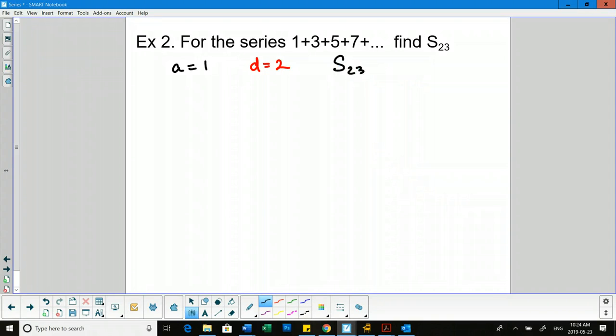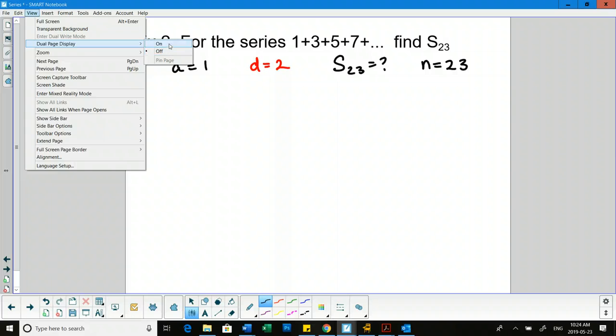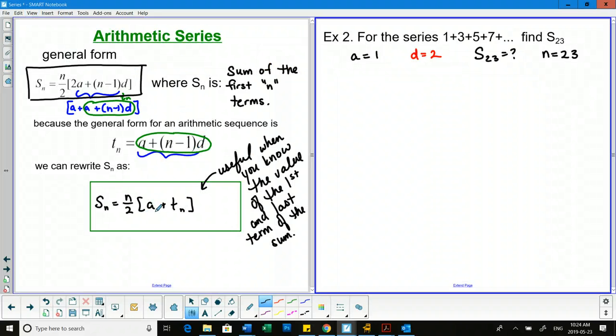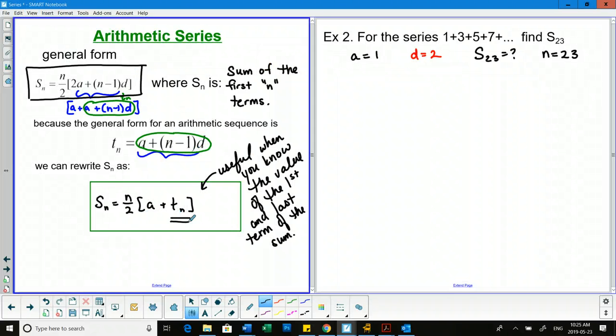And S23, I don't know, that's my question mark, but I do know that the term number, or the number of terms that we're looking to sum, is 23. Do I know the value of the 23rd term? I do not. So when I'm thinking about which formula is better to use here, if I don't know the value of the last term that I want to sum up, I'm using this first formula up here.